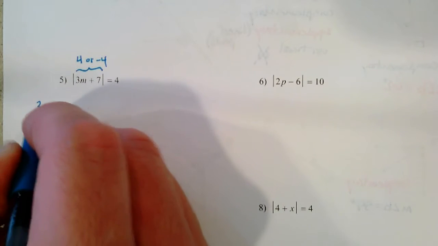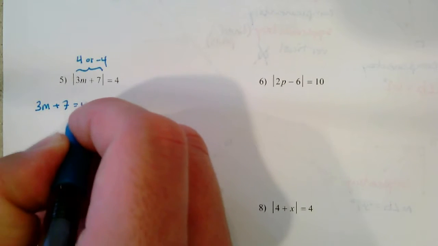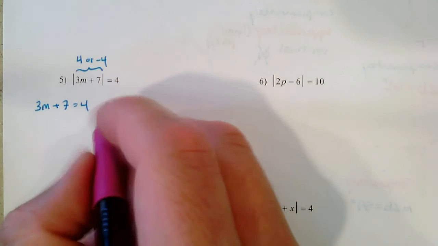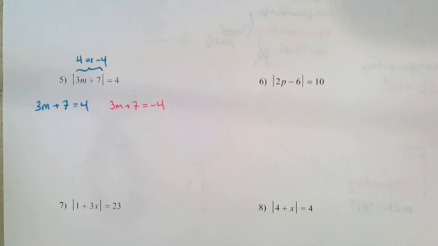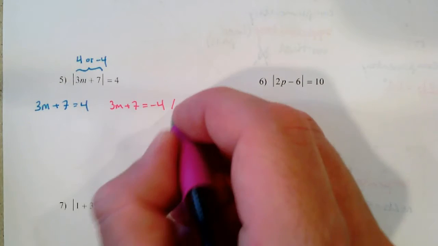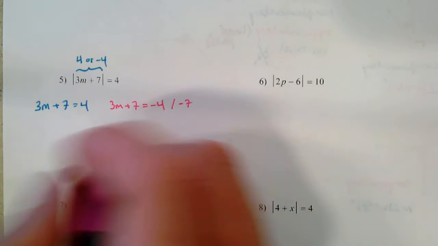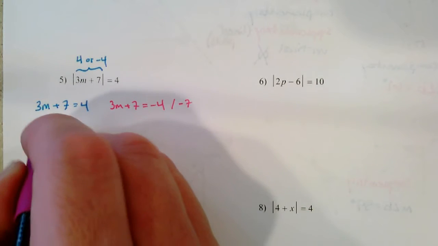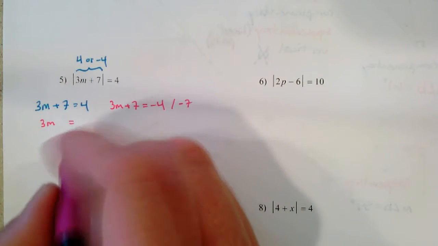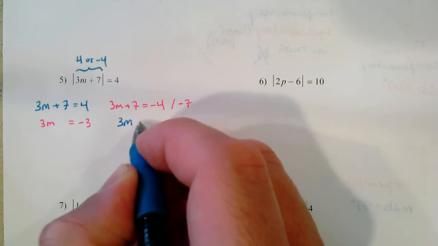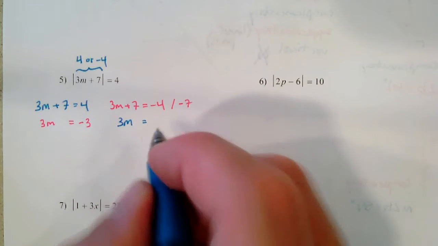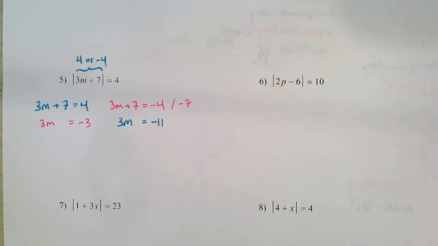So we have 3m plus 7 equals 4. Or we've got 3m plus 7 equals negative 4. We're going to follow the same steps either way to solve this. They're just two separate two-step equations. So we're going to start by subtracting 7 from both sides. So that leaves us with 3m, and 4 minus 7 is negative 3. And over here we have 3m, and negative 4 minus 7 is negative 11.